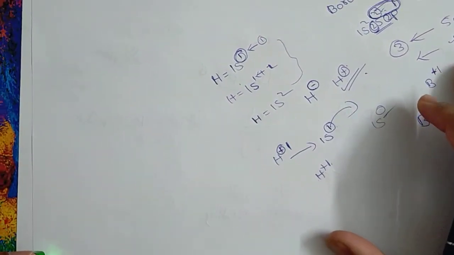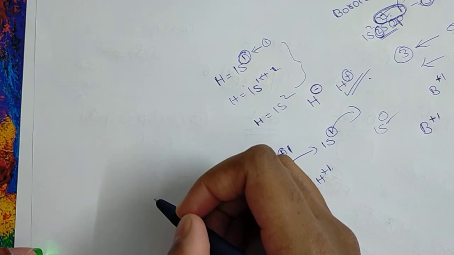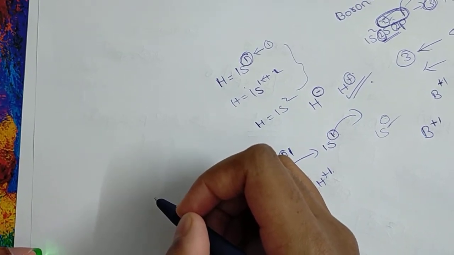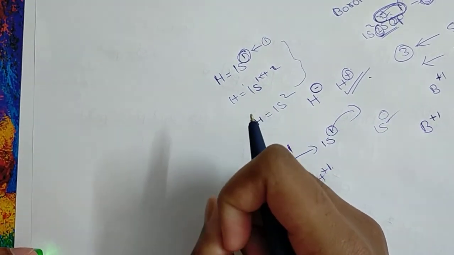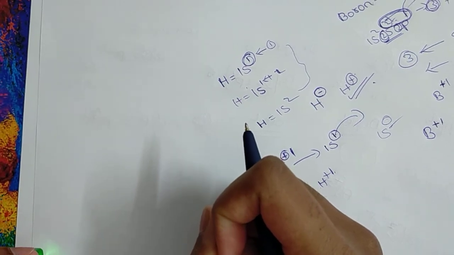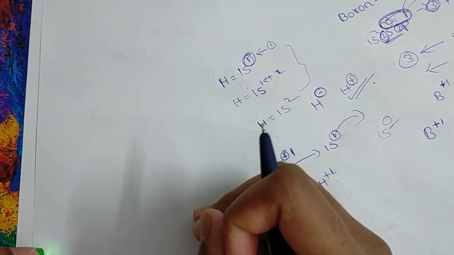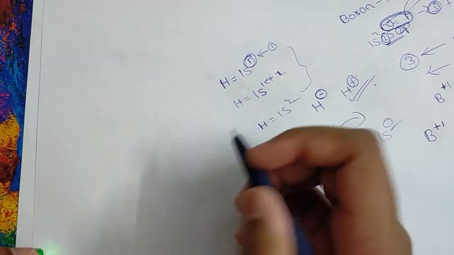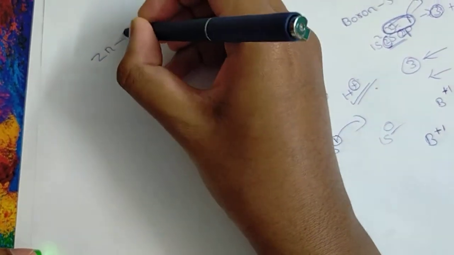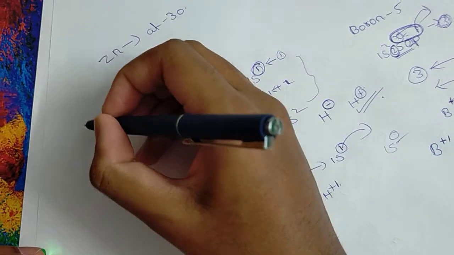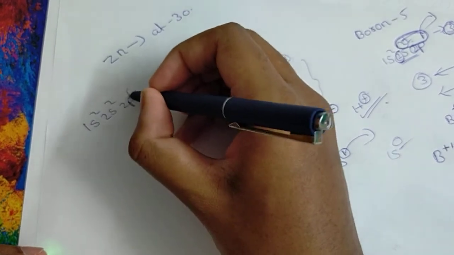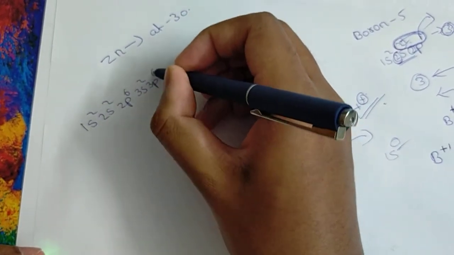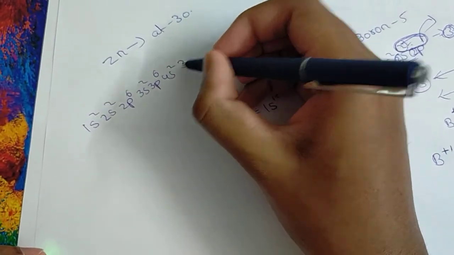Now let's try another example. Which element shall we try? Copper or zinc? We'll try zinc. Atomic number of zinc: hydrogen, helium, lithium, argon 18, potassium, calcium, scandium, titanium, vanadium, chromium, manganese, iron, cobalt, nickel, copper, zinc. Atomic number of zinc is 30. Now I'll write the electronic configuration of zinc. It's too big, but we can write. Zinc: 1s2, 2s2, 2p6, 3s2, 3p6, 4s2, 3d10.